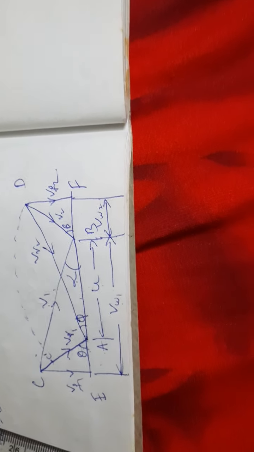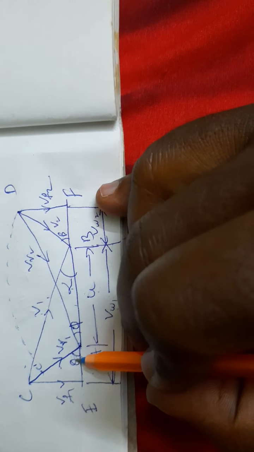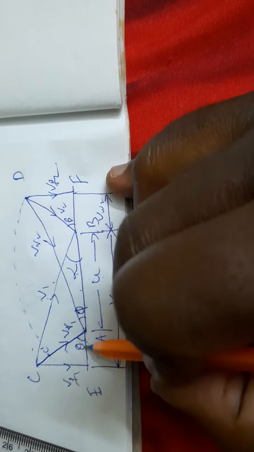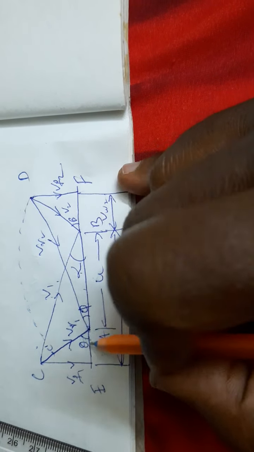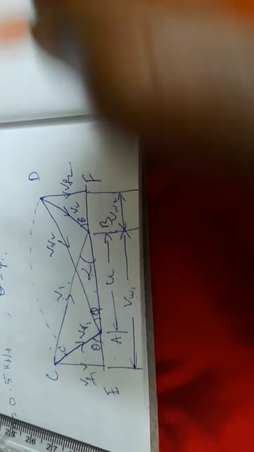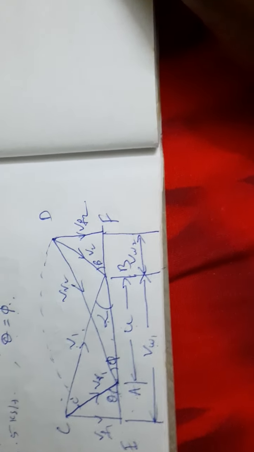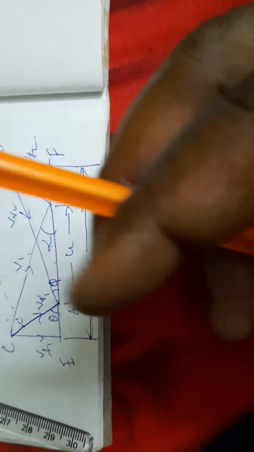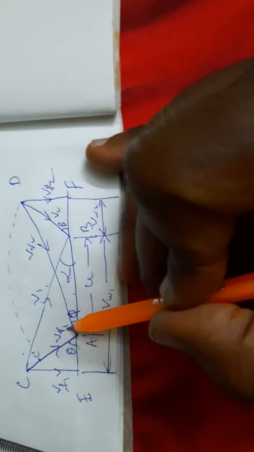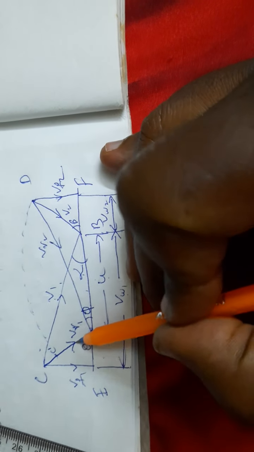Now we have calculated the theta value. Here theta equals 29 degrees, then phi is also 29 degrees. Why? Because it is symmetrical blading. The inlet blade angle is equal to the outlet blade angle. Then next, what do we require? We require the relative velocity at inlet.